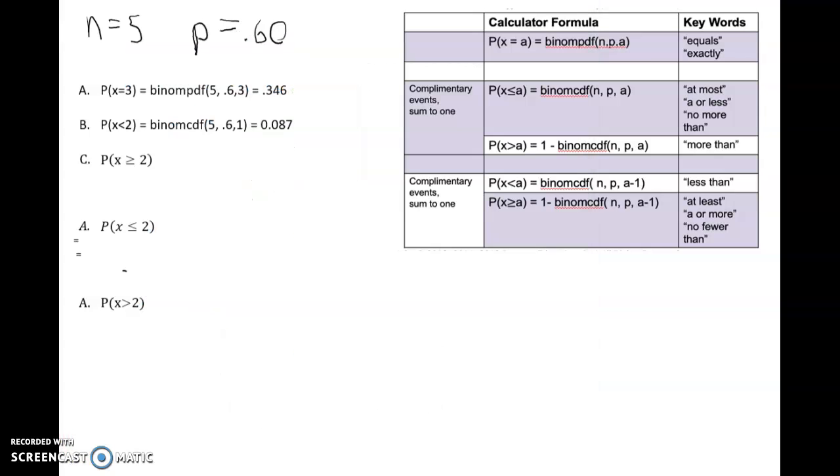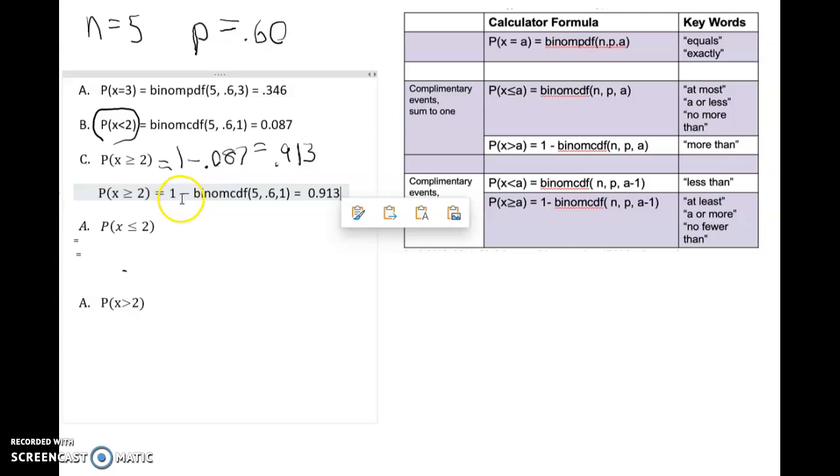For part C, we're finding the probability that X is greater than or equal to 2. Well, that's the complement of our answer from B, where X was less than 2. So we can just take 1 minus our answer from B, 0.087, and we'll get 0.913 as our probability. That can also be written as 1 minus binomCDF of 5, 0.6, 1 equals 0.913. Use this as a guide as you complete the last 2 parts of the problem.